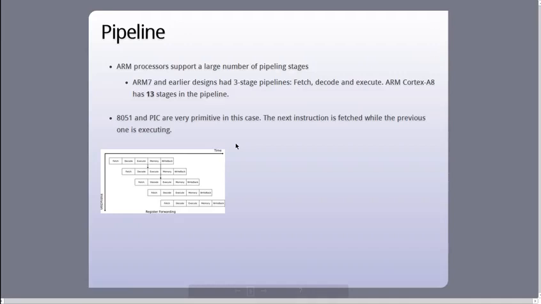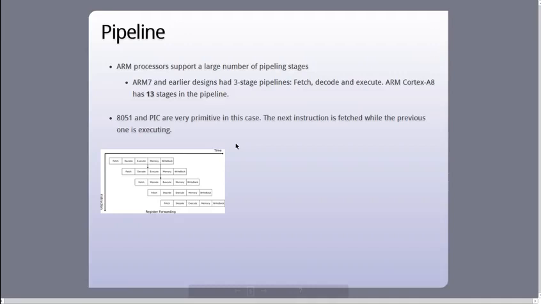So the higher the granularity in pipelining, meaning the larger number of stages in a pipeline, the more efficient our processor will be. ARM7 and earlier designs had 3-stage pipelines. The stages were fetch, decode, and execute, which means that the instruction being executed is 2 words before the instruction being fetched in address space. And the ARM Cortex-A8 has 13 stages in the pipeline. Okay. If we talk about the pipeline in 8051 and PIC, they are very primitive, meaning they only have 2 stages.